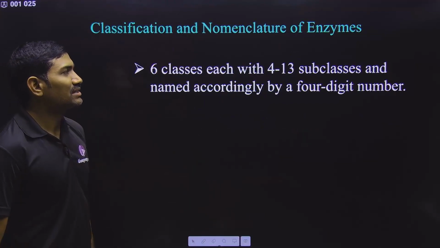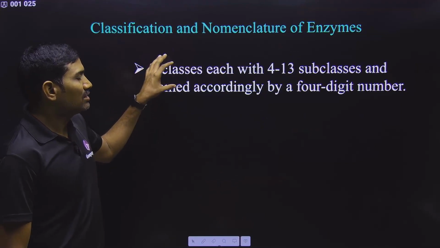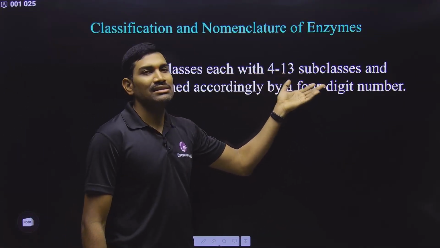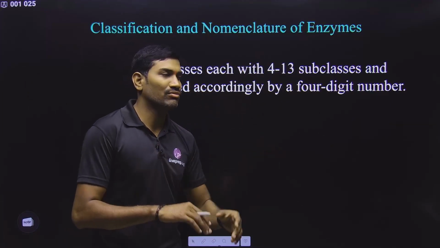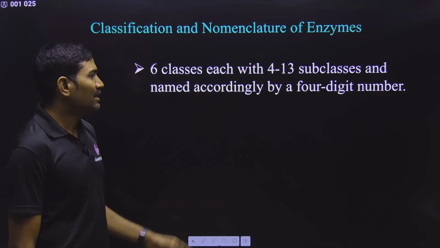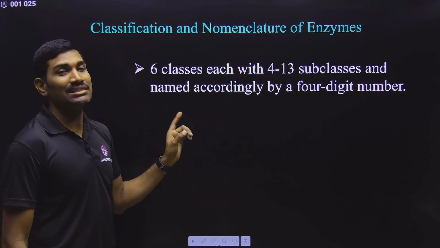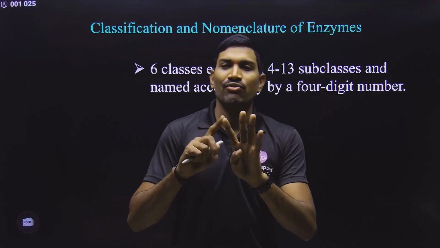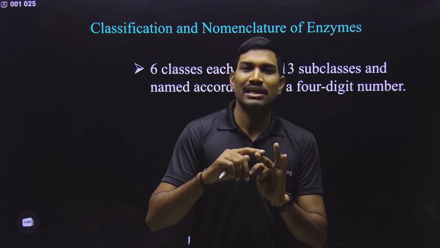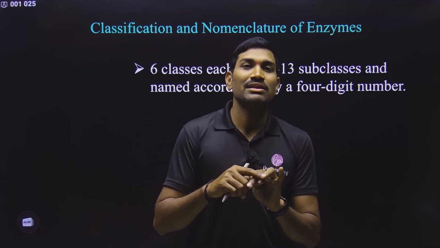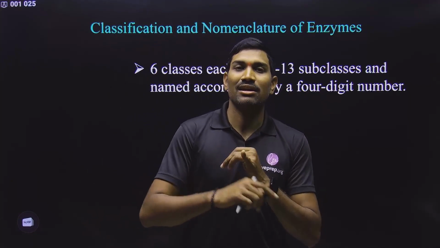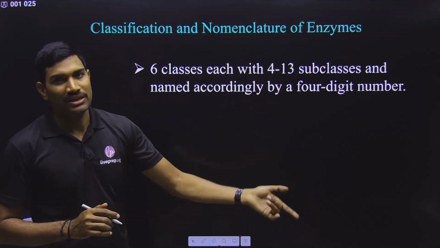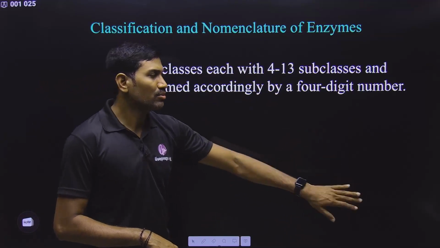Next one, classification and nomenclature of the enzymes. Here a total of 6 classes of enzymes are present. Again in each class, 4 to 13 subclasses are present, based on the size of the class. And the Enzyme Commission, EC, has given a 4-digit number. Out of these 4 digits, the first digit will represent the class, the second one will represent the subclass, the third one represents the sub-subclass, and the last one will represent the serial number. And these points also I have explained very clearly in the regular lecture. If you still have doubt, please go through that.